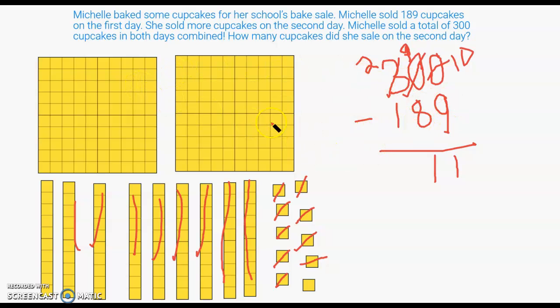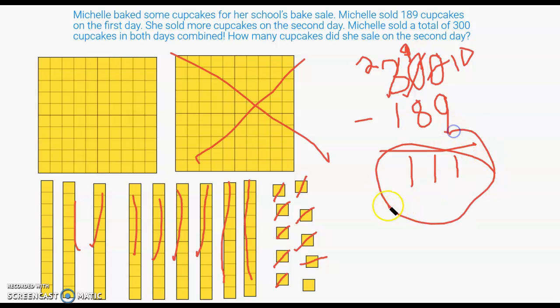Next, we have 2 100s. And we need to take away 1 100 from them. So, we have 1 100, 1 10, and 1 1, which makes 111 cupcakes that Michelle sold on the second day.